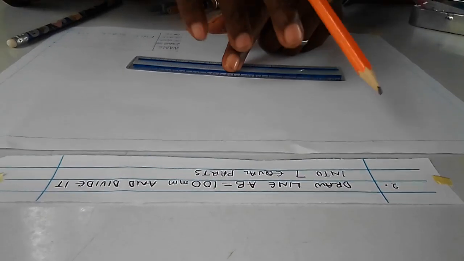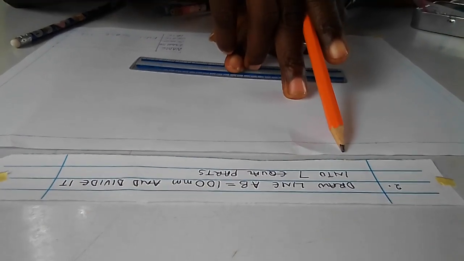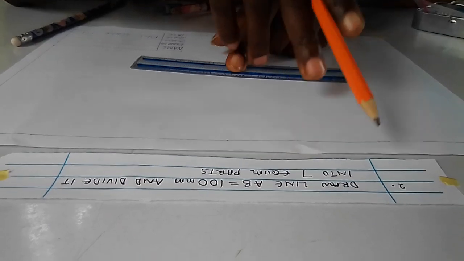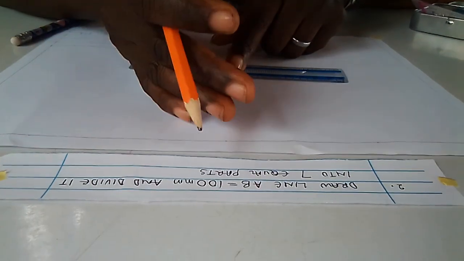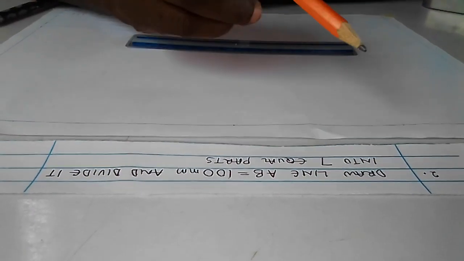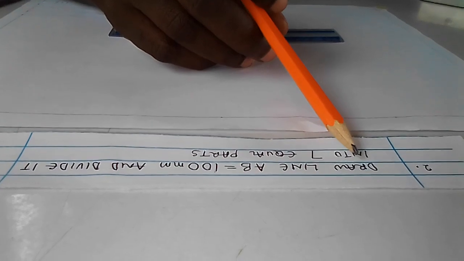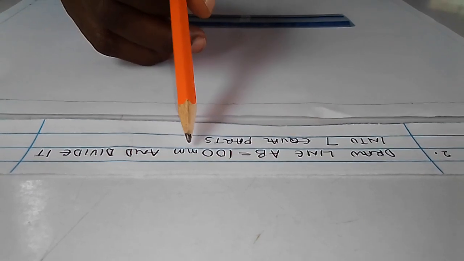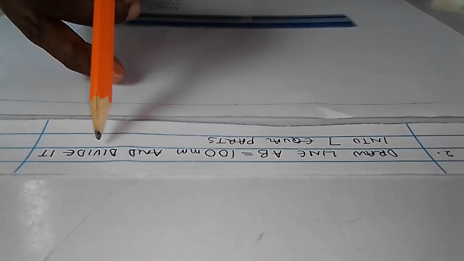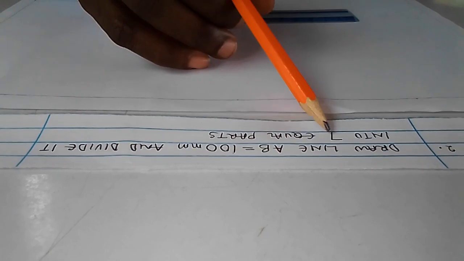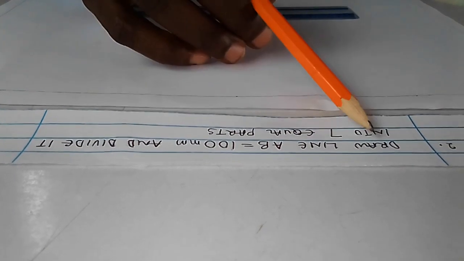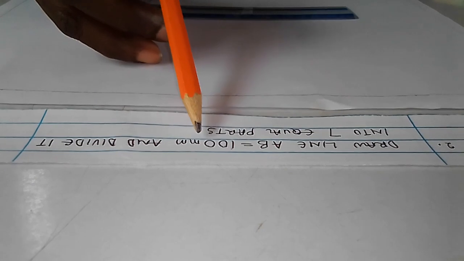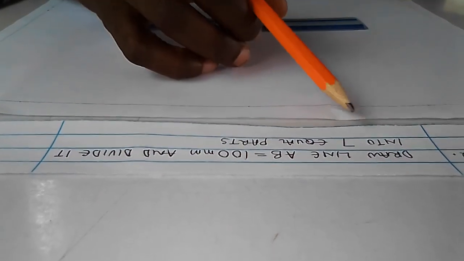Today, we want to learn how to divide a given line. How can we divide a given line into a number of parts? The question we want to put into consideration today is: draw line AB equals 100 millimeter and divide it into 7 equal parts. How can we go about this?